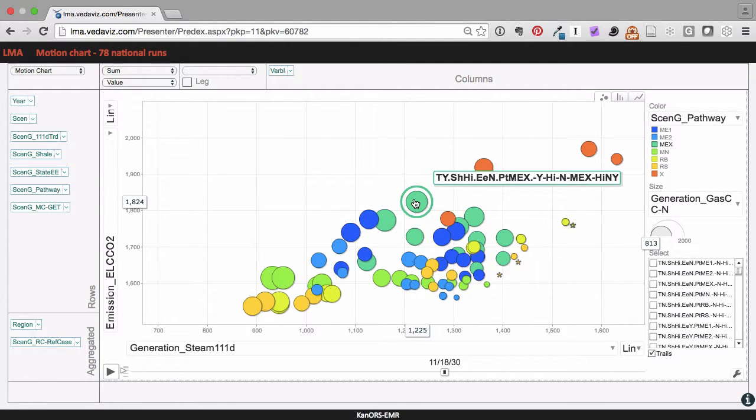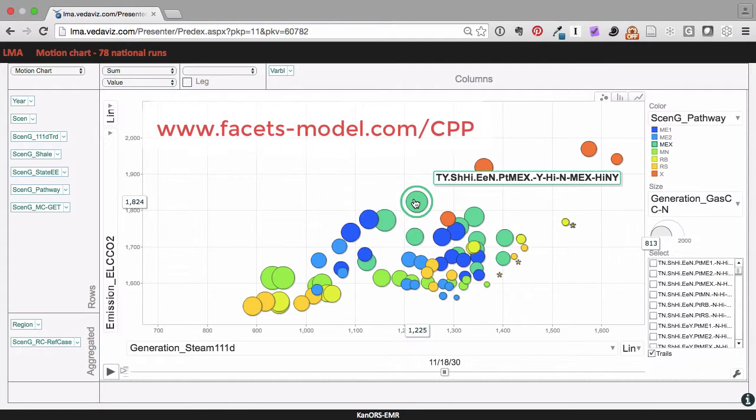This one is named TY for trade yes, shale high, meaning high shale gas resources or low gas prices, EE no, meaning no additional energy efficiency programs beyond those included in the AEO 2015 results that drive our load, and pathway MEX. The Clean Power Plan pathway is mass existing only, and this one has no leakage mitigation mechanism.